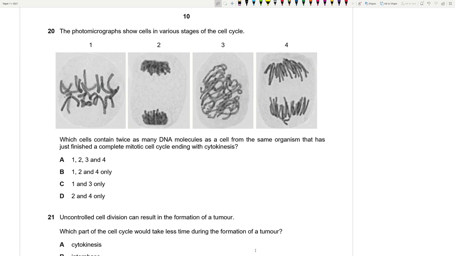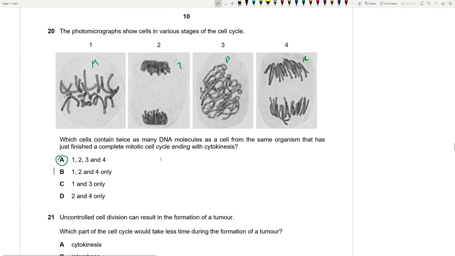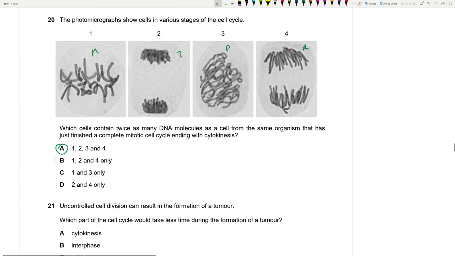Which cells contain twice as many DNA molecules as a cell from the same organism that has just finished a complete mitotic cell cycle ending with cytokinesis? So we are seeing, you know, this is metaphase, prophase, anaphase, and telophase. So here cytokinesis has not occurred. All of them contain double. As long as you haven't divided the cytoplasm, you will get double the number of chromosomes in each, double the number of DNA molecules, right? Twice in each cell.